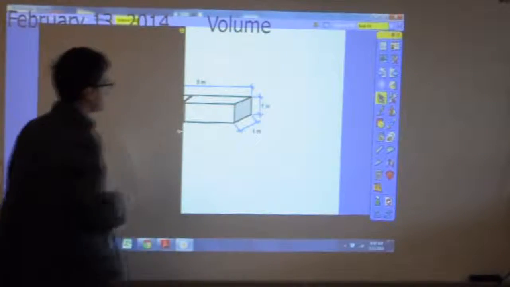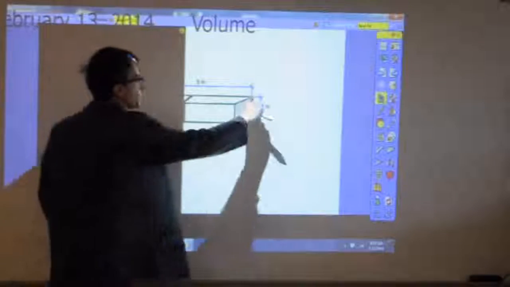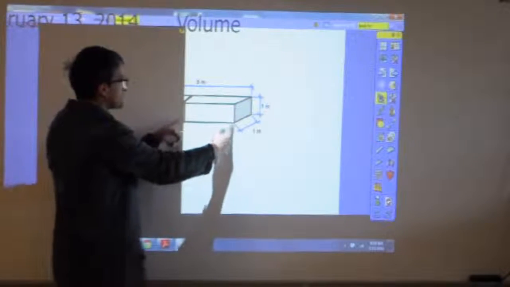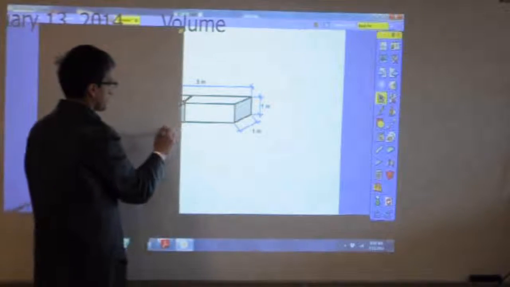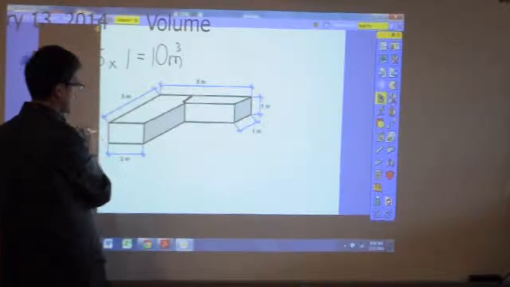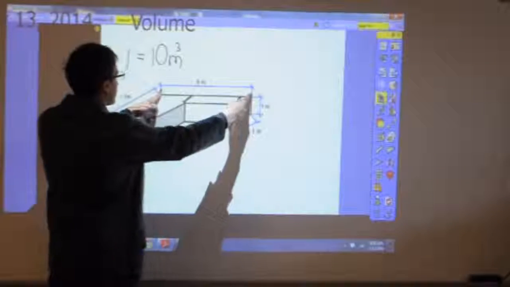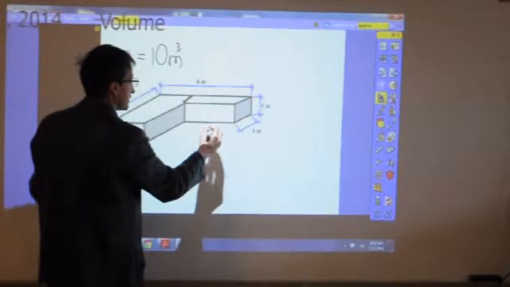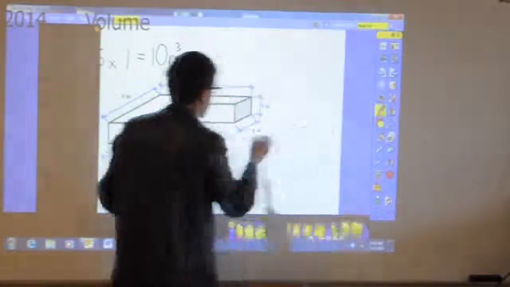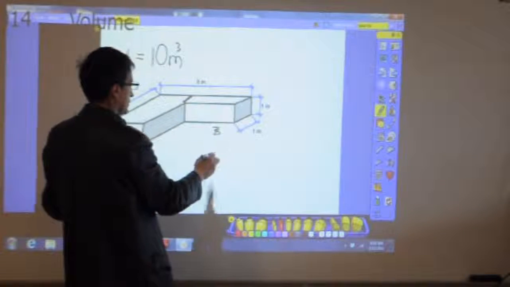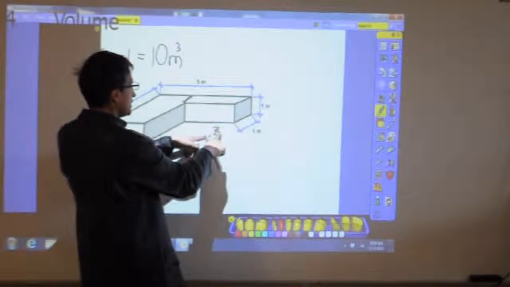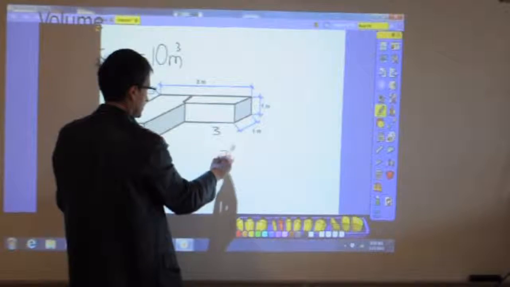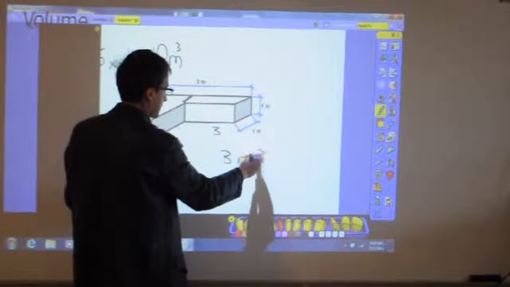Let's say I'm going to calculate this part now. This is 1 times 1, and how much is this? 3. If this is 5, and this 3 is 2, how much is this one? It's 3. So you have 3 m to the 3rd power, times 1 times 1, 3 m to the 3rd power.